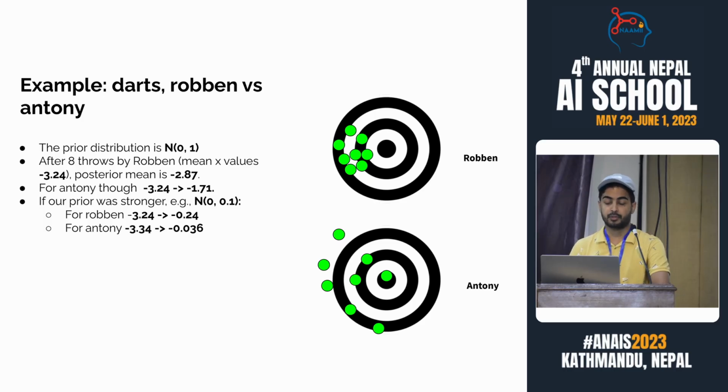Now if our prior was very strong, what that means is we have so strong a belief that it's absolutely zero, there's absolutely no room for error, it has to be this. Then for both of them, the data does not change the prior much. For Robin, it moved by 0.2, and for Anthony, it only moved by 0.04. So again, even here, the idea of standard deviation is an important concept, and variance and so on. I think this may be it. All right, any questions?